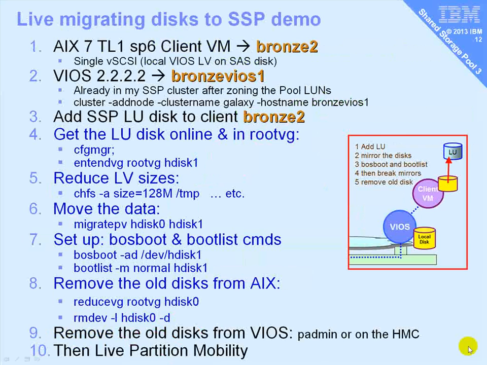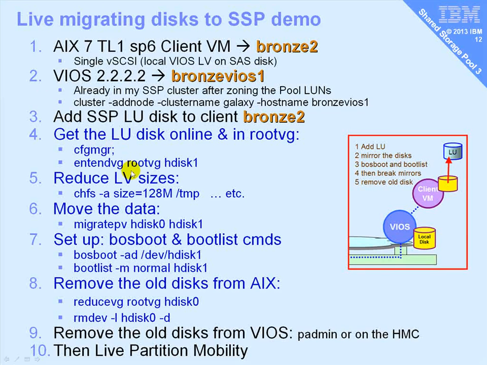So here's a little summary of what we're going to do. We've got an AIX 7 client, Bronze 2. It's just got a single disk to keep things simple. We've got a VIOS server called Bronze VIOS server 1. That's at the current level of the VIOS server. And we've already added it to the cluster called Galaxy, and the shared storage pool LUNs have been zoned into it beforehand. What we're actually going to show you is creating that logical unit disk from the shared storage pool and giving it to Bronze.